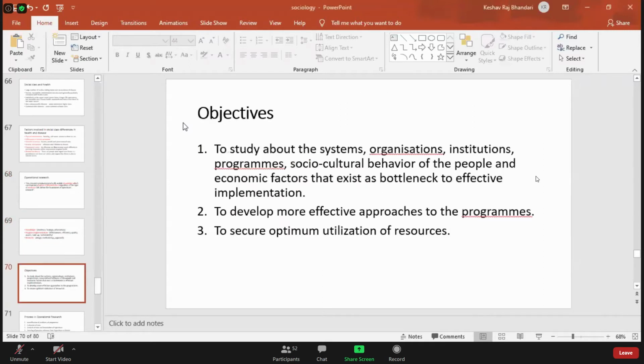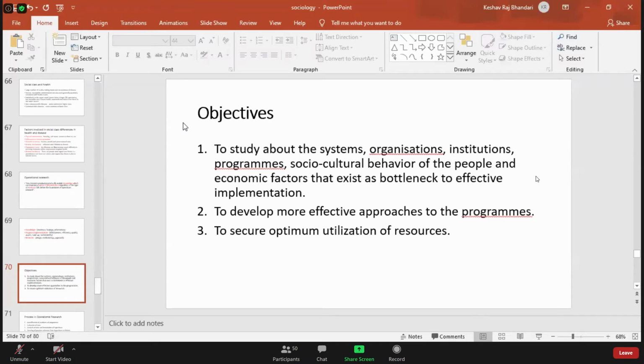The objectives of operation research are to study the system, organization, institution, program, socio-cultural behavior of the people, and economic factors that exist as a bottleneck to effective implementation. For example, there are some programs where we want to find the effectiveness of the program and improve whatever program is going on, to develop a more effective approach to the program and to secure optimal utilization of the resources.